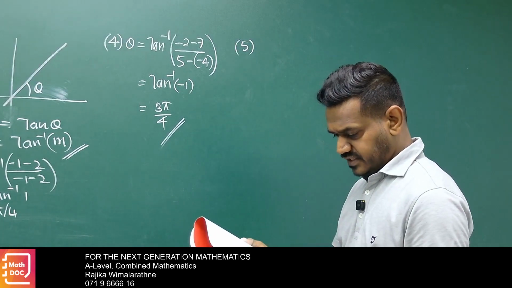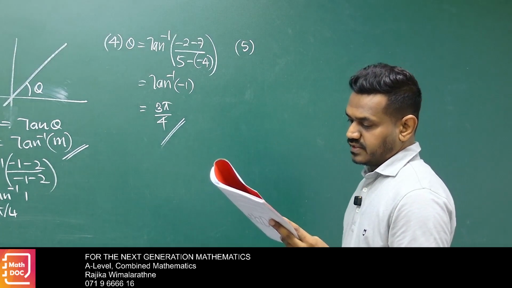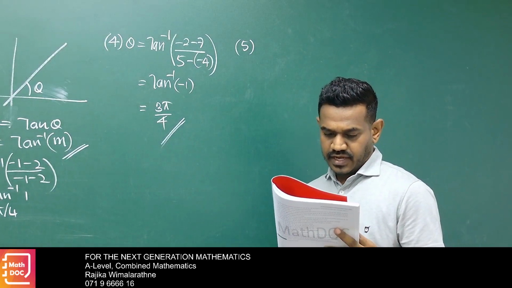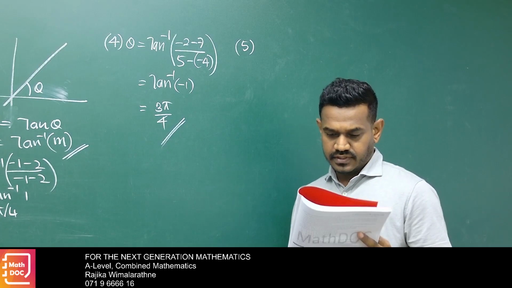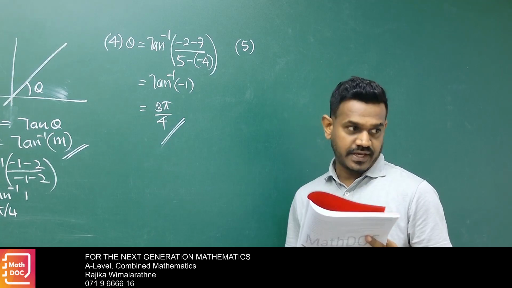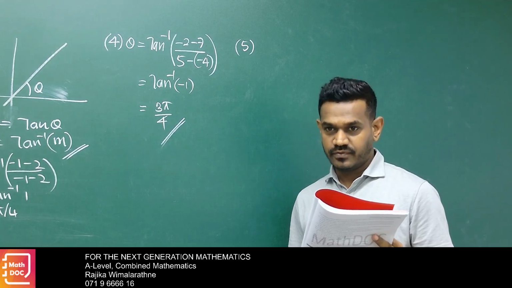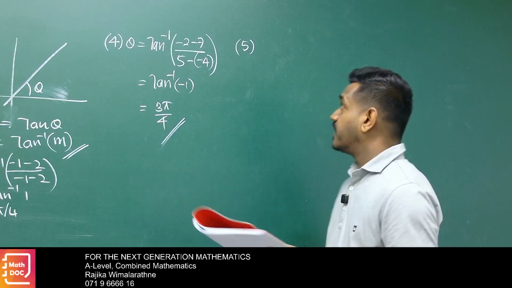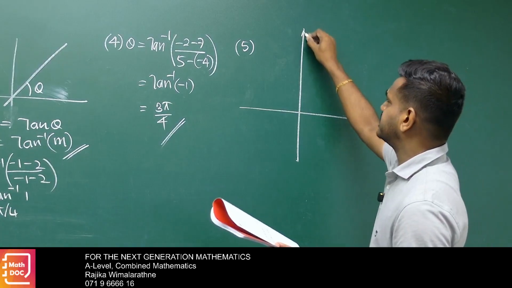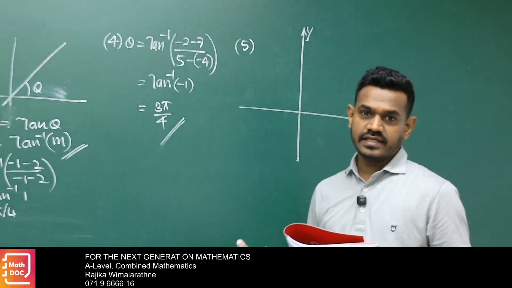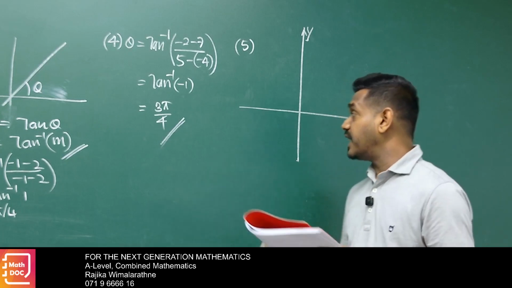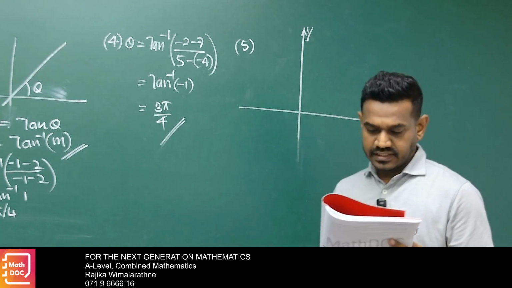Question number 5. The coordinates of the vertices of quadrilateral ABCD are given. So we have to find the lengths. First of all, let's mark the coordinates on the coordinate plane. If you have more than 3 coordinates, you had better mark them on the coordinate plane. You mark them here, x-axis, y-axis. If you have 2 coordinates or 3 coordinates, there is no need for a coordinate plane. But if you have more than 3 coordinates, you mark them on the Cartesian plane.